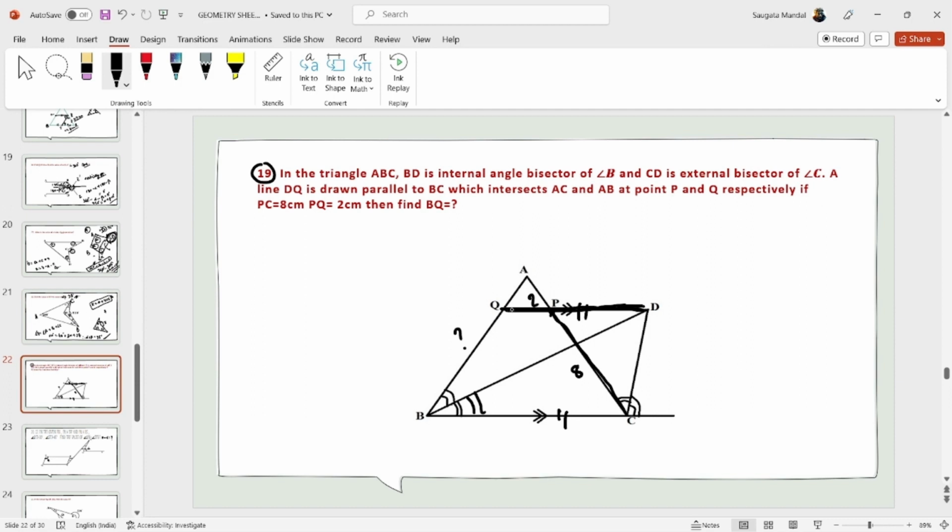Please look attentively, carefully. QD is parallel to BC and BD is a transversal line. So this angle and these angles are equal. These are alternate angles, and these angles and these angles are equal. They are bisected. So automatically these angles and these angles are equal.